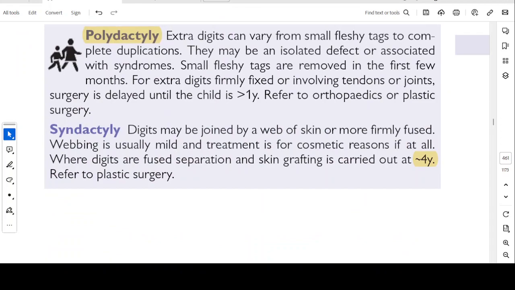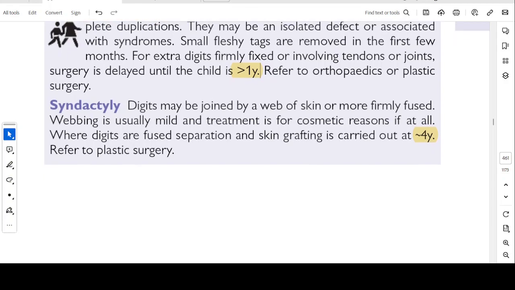So, whereas in polydactyly the extra digit is firmly fixed, involving tendons and joints, surgery is delayed until the child is more than 1 year of age, whereas in syndactyly, where the digits are fused, separation and skin grafting is carried out at around 4 years.